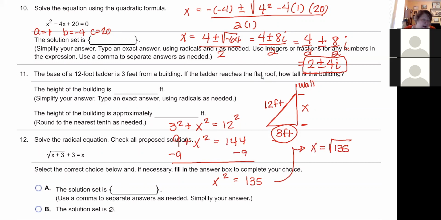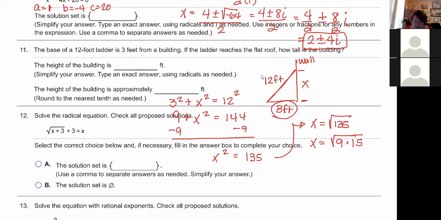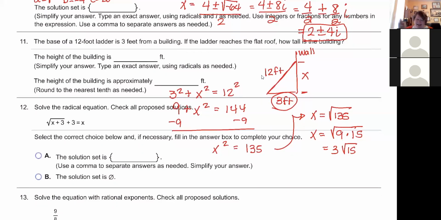Now, is there a perfect square factor in 135? I think there is. I think that is 9 times 15. And I'm okay if you leave it as the square root of 135 if you don't simplify it. My math lab will count it wrong, but I don't care. So that's 3 square root 15. That's the exact value. So this is what you would put in the first box. You'd either put 3 square root 15 or you'd put the square root of 135.